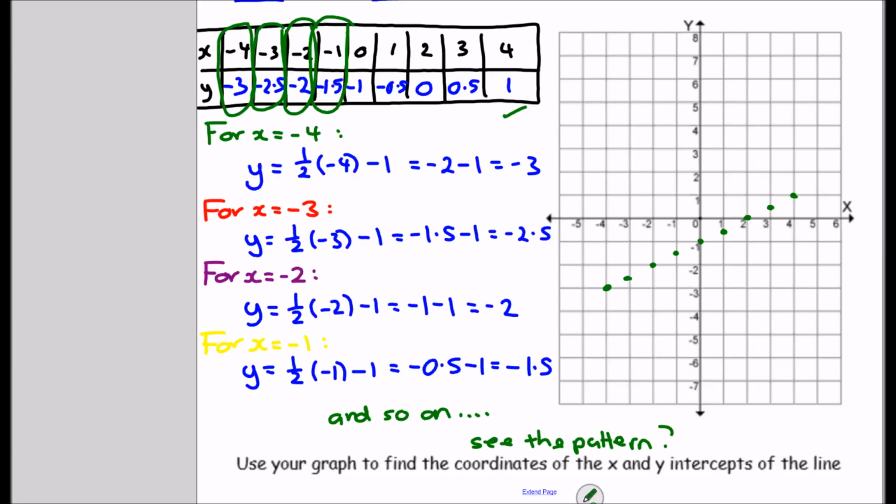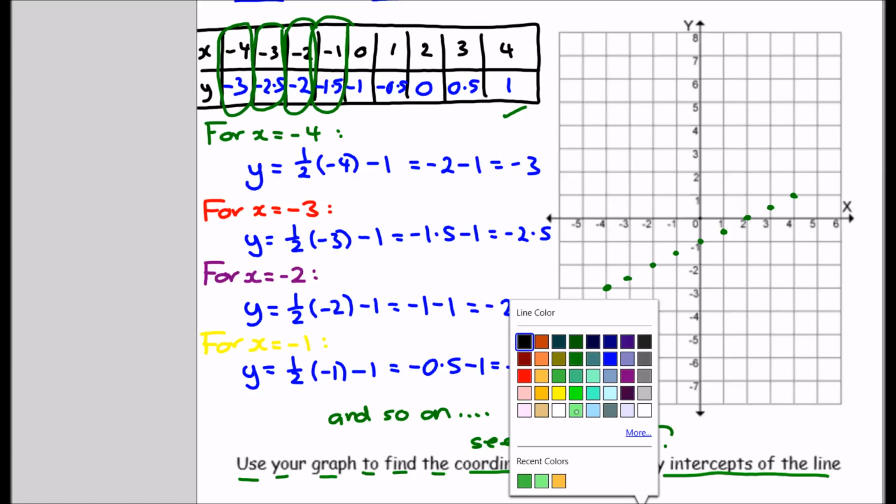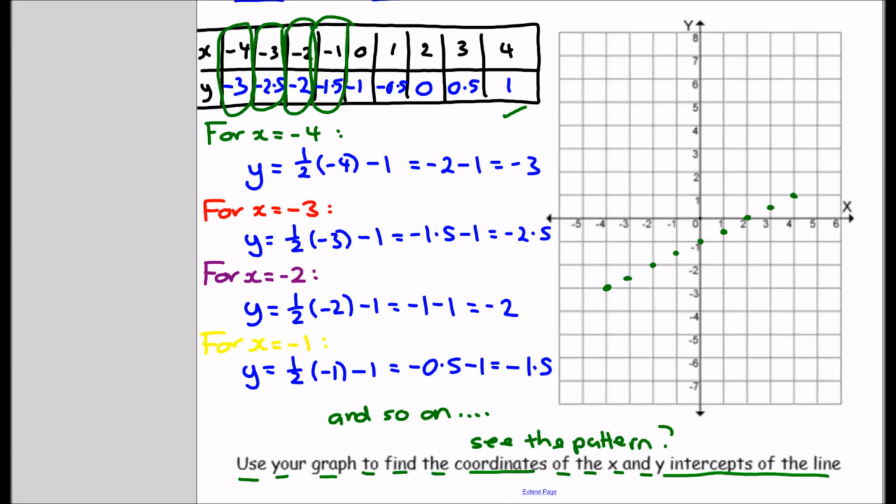Use your graph to find the coordinates of the X and Y intercepts of the line. So to be honest, you can see them just from the plots. What's the X-intercept? Have a look. That's right, it's at 2. What's the Y-intercept? Have a look. And it's at negative 1. But notice they want them in coordinate form.